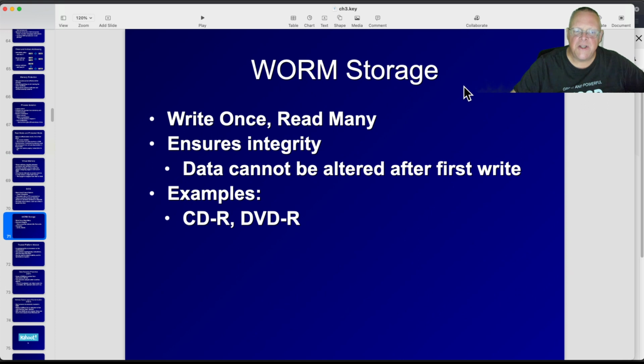WORM storage is things you can write once, but read many times, so you have integrity. This is the point of CDRs and DVDRs and ROM chips. They are burned once, and then you can use them, but you can't change them, so you know that nobody's been modifying what's on there.